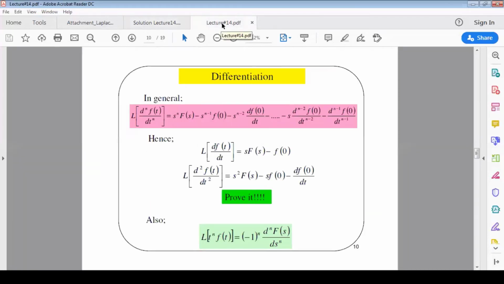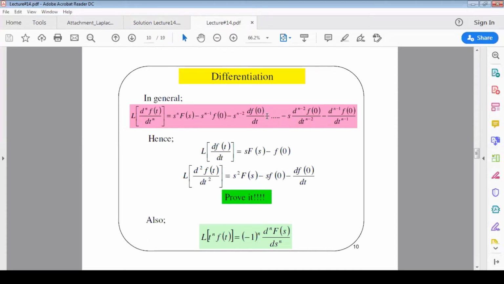Okay, let's proceed with the next properties. So this is the properties of differentiation, which states that if we have the nth order differentiation of f(t), the Laplace transform will be s to the power of n F(s) minus and so on.